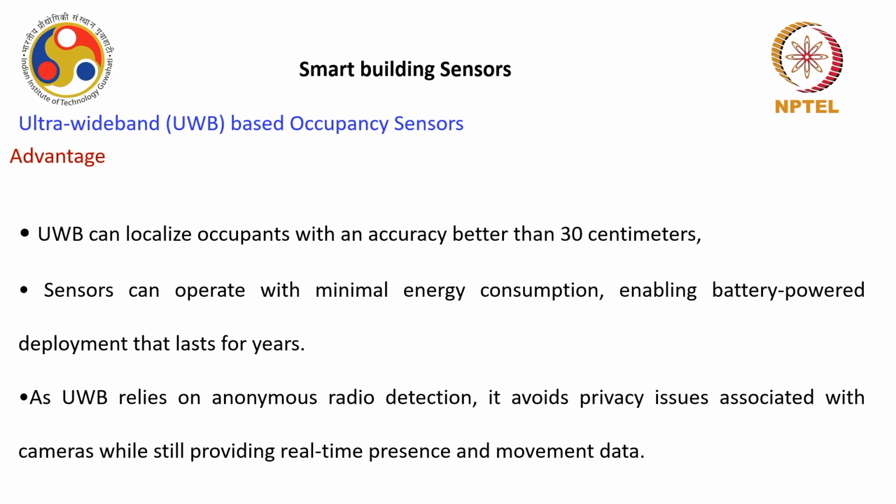UWB relies on anonymous radio detection. It avoids privacy issues associated with the cameras, while still providing real time presence and movement data. Of course, it can be compared with the camera based systems, which are very much reliable, but of course the line of sight and other things were a problem. Here those problems are also sorted out.